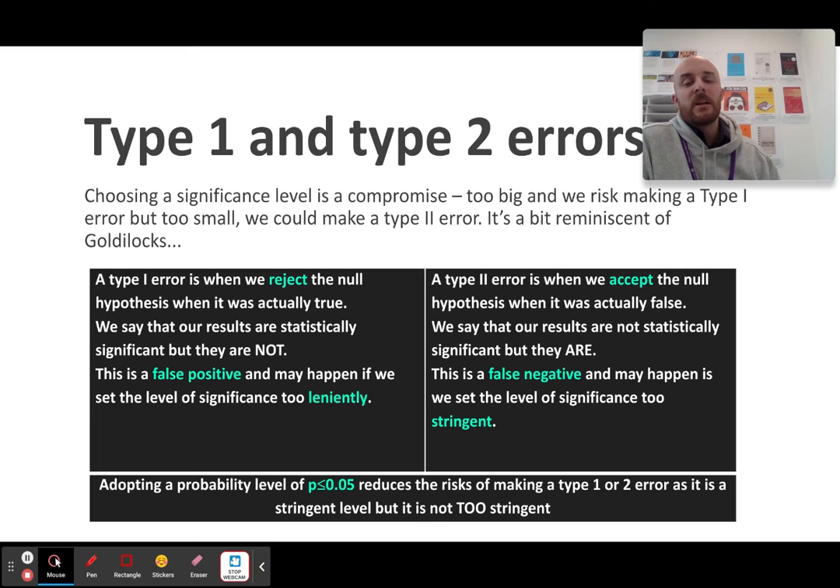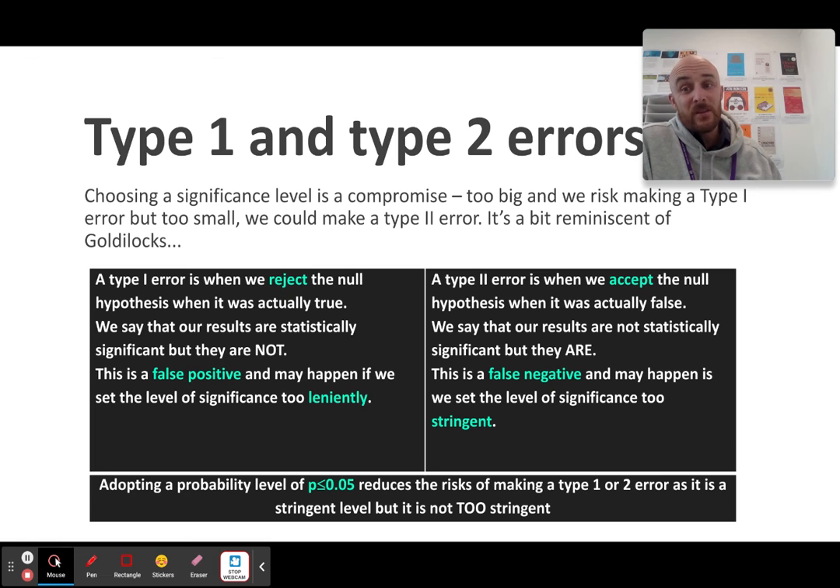Type 1 error is when we reject the null hypothesis when we should have rejected the alternative hypothesis. So it's known as a false positive. So, for example, we think we have found that the IV did affect the DV, when actually statistically we weren't actually that sure. So it's a mistake that it's called a type 1 error.